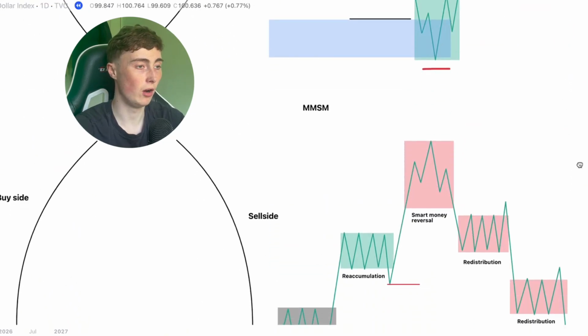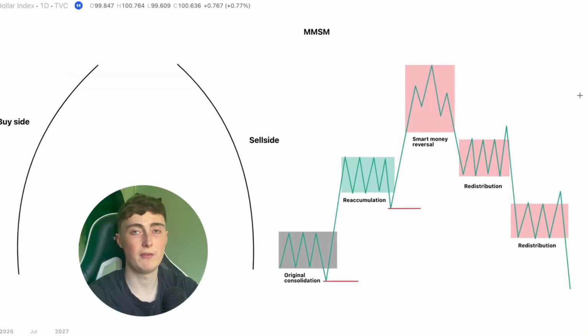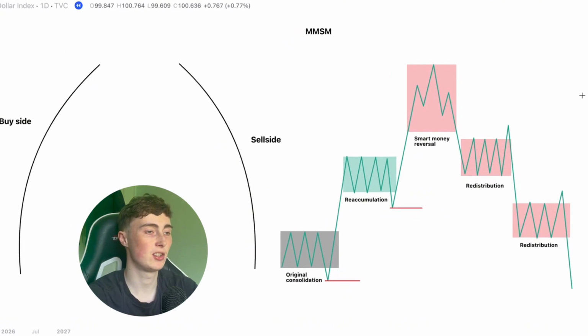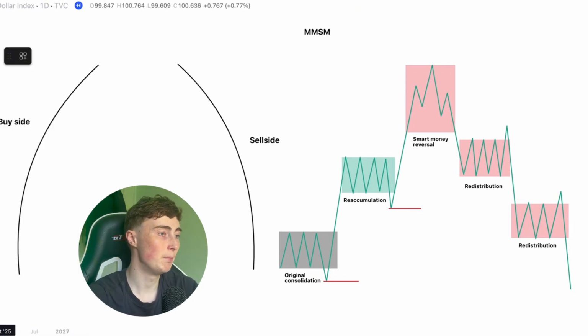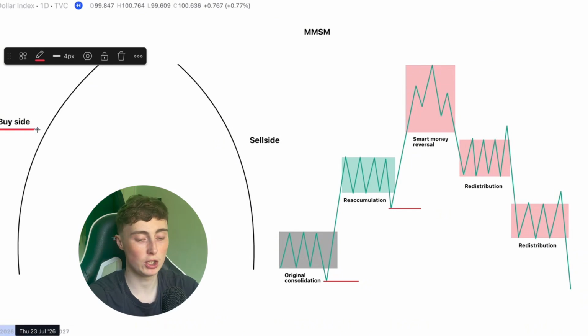Now we'll go over a market maker sell model, which is the same thing but opposite. Okay, so essentially you're going to use a market maker sell model to identify with high probability a bearish leg. Okay, now the way that this forms is, firstly, you're going to get the buy side of the curve. So you're going to get a bullish leg first.